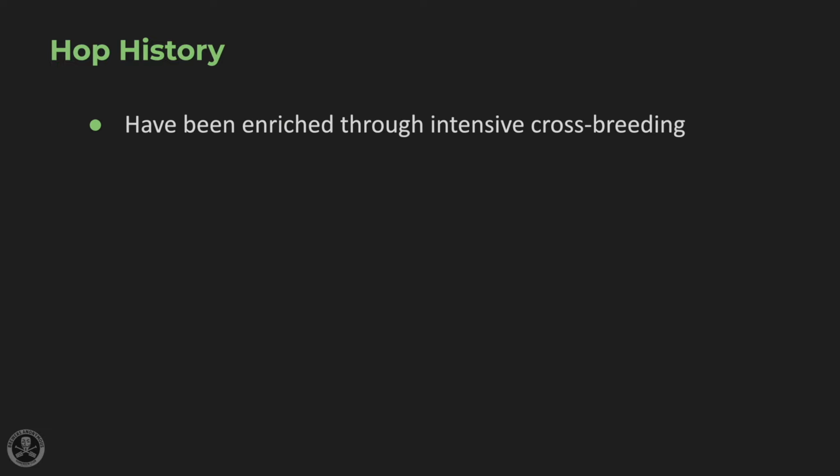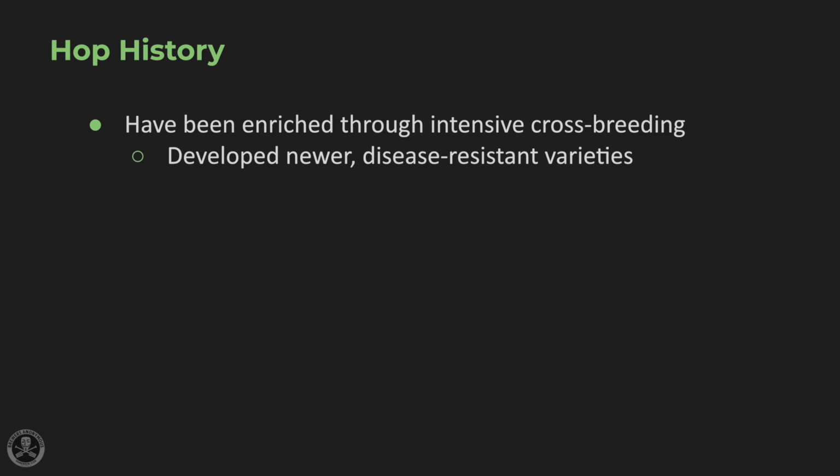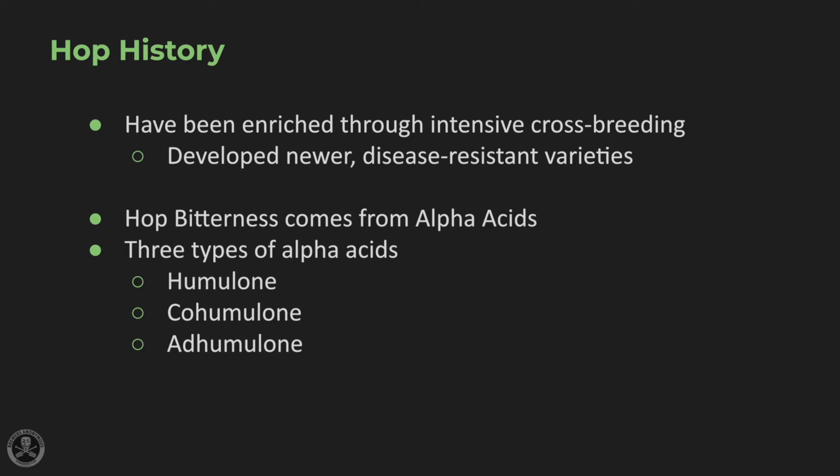Now, here are some more detailed facts about hops that are interesting as well as part of our exam study material. Hop varieties have been enriched through intensive crossbreeding. This has led to the development of newer disease-resistant varieties. We mentioned briefly that hop bitterness comes from the alpha acids in the hop cones. And there are three types of acids found in the hop cones. These are humulone, cohumulone, and adhumulone. The amount of these compounds found in hops is going to vary between each variety of hop.